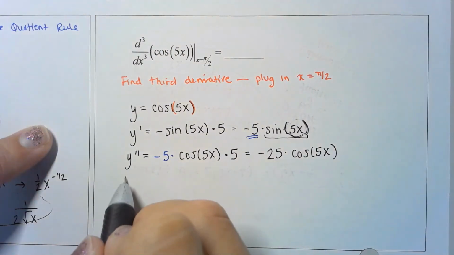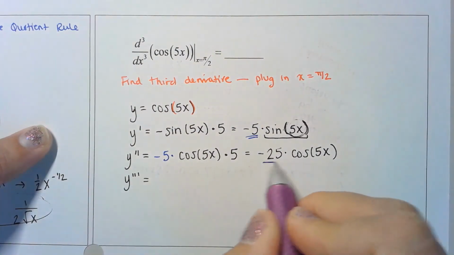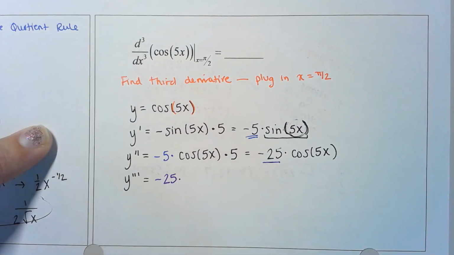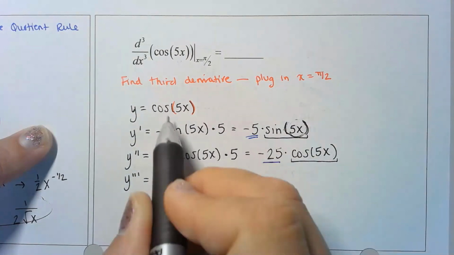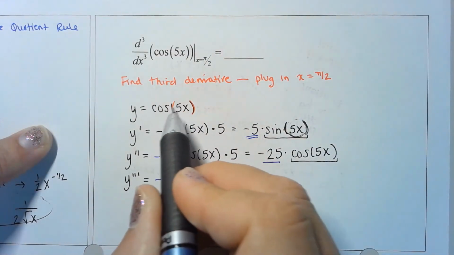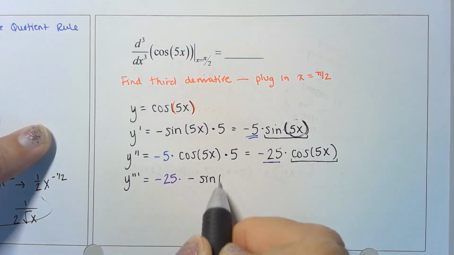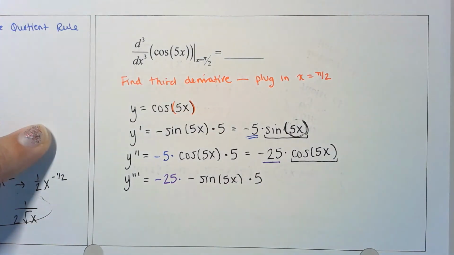Great, now we're ready to take the third derivative. I have a constant being multiplied by my function. The constant multiple rule says the -25 will stay there. And now I just need to multiply by the derivative of the cosine of 5x. Didn't we already do that? We already said what the derivative of the cosine of 5x is. It's negative sine of 5x times another 5.